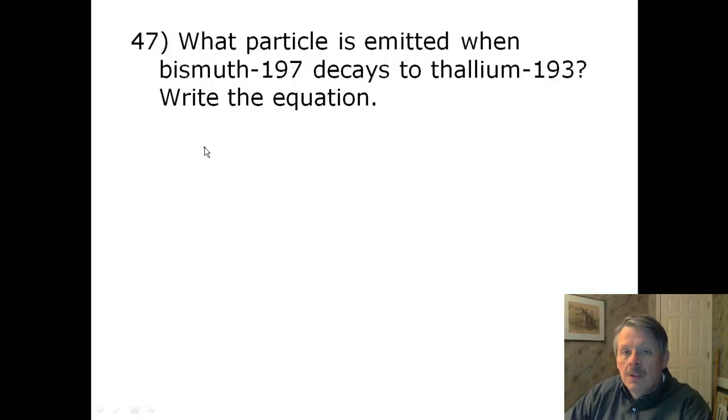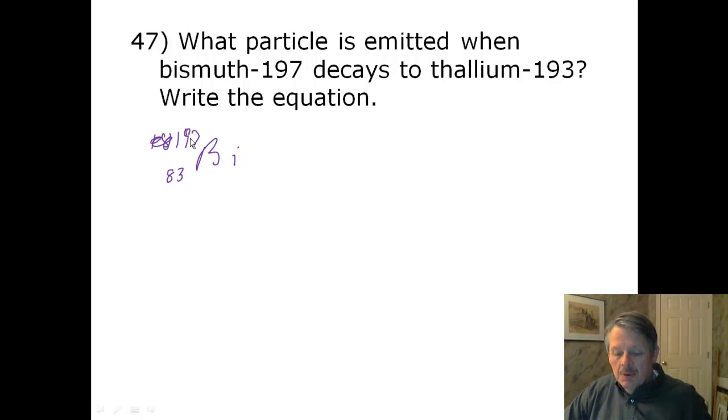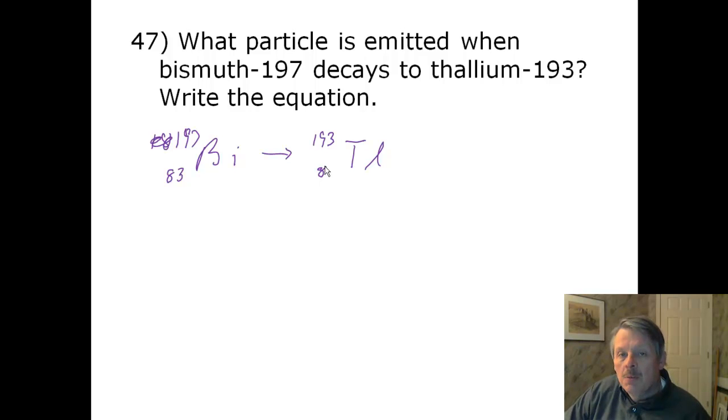All right, bismuth 187, sorry, that's 197, and that's 83. So it happens when my brain works and my mouth doesn't. It decays to thallium, that's Tl, and that's 193. And thallium is number 81. So I have to have a 4 on top, and I have to have a 2 on the bottom. Gee, that sure looks like an alpha particle to me.